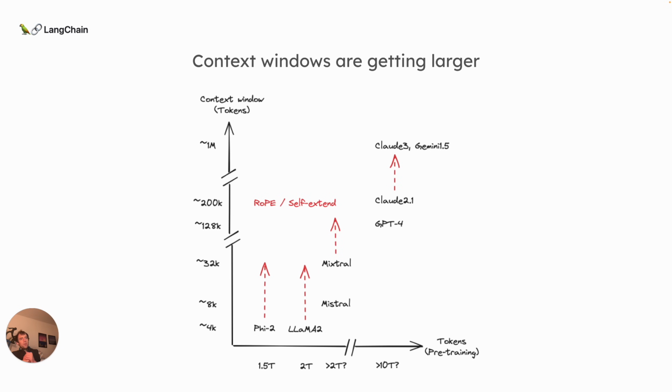But what's really notable is on the y-axis. About a year ago, state-of-the-art models were on the order of 4,000 to 8,000 tokens, and that's dozens of pages. We saw Claude 2 come out with a 200,000 token model, I think it was last year. GPT-4 has 128,000 tokens. Now that's hundreds of pages. And now we're seeing Claude 3 and Gemini come out with million token models. So this is hundreds to thousands of pages.